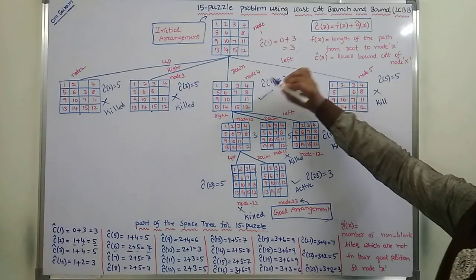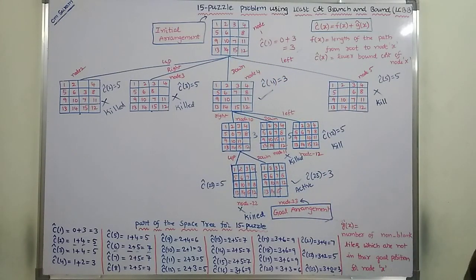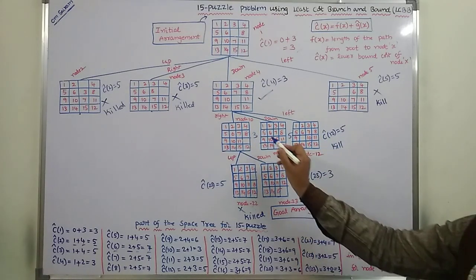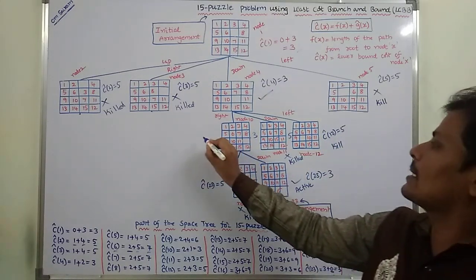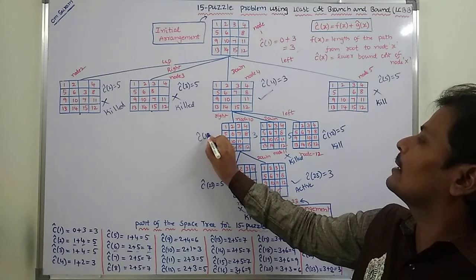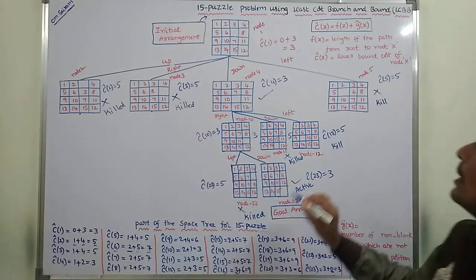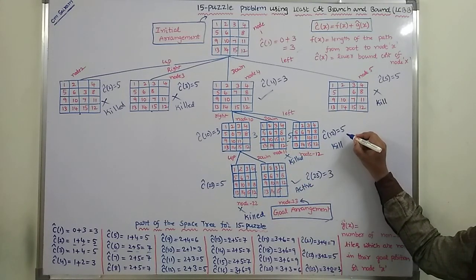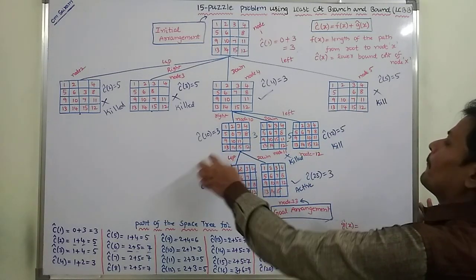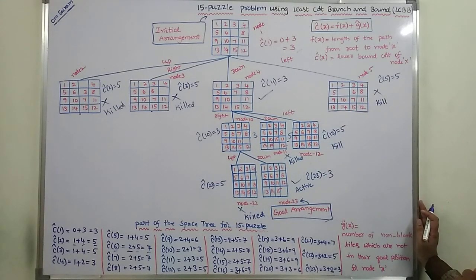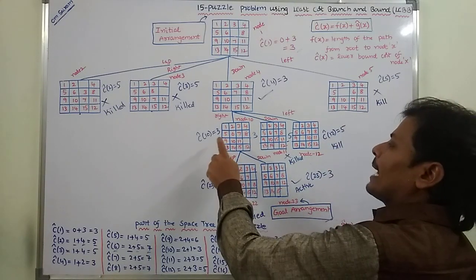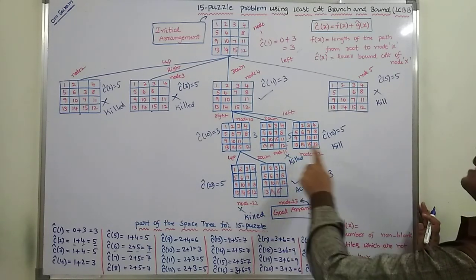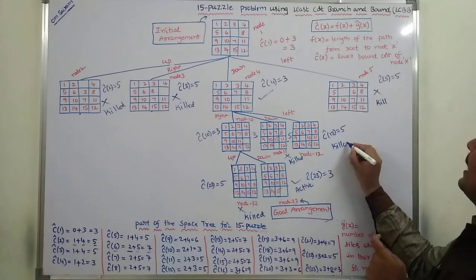Okay. Now, so node 4 can be extended. We are getting node 10, node 11, node 12. Node 10 cost is 3. So that is a C cap of 10 is equal to 3. Node 11 cost is also 5. Node 12 cost is also 5. 3, 5, 5. Among the 3 nodes, node 10 has the minimum cost. So node 11 is killed, node 12 is killed.